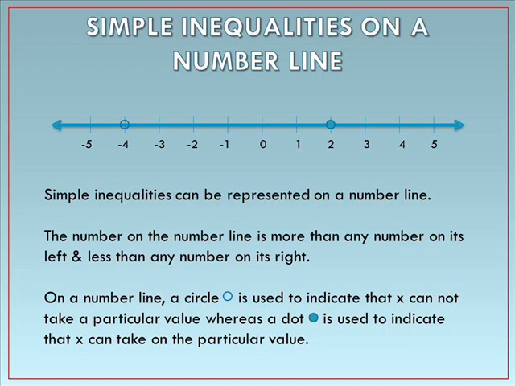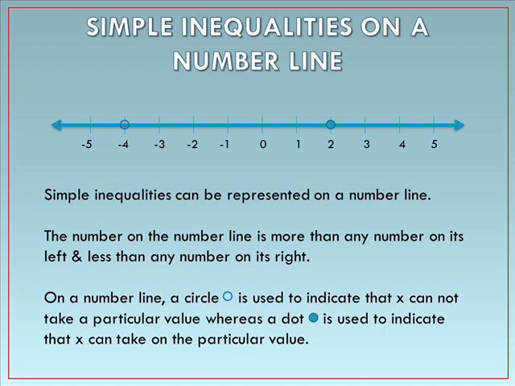You must remember that positive numbers increase the further we move right, therefore 5 is more than 3, and negative numbers decrease the further we move left, therefore minus 5 is less than minus 3. That is, a number on the number line is more than any number on its left and less than any number on its right.